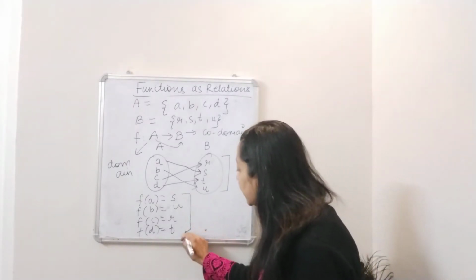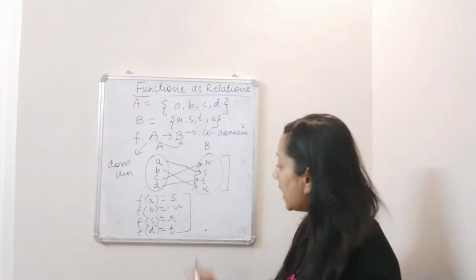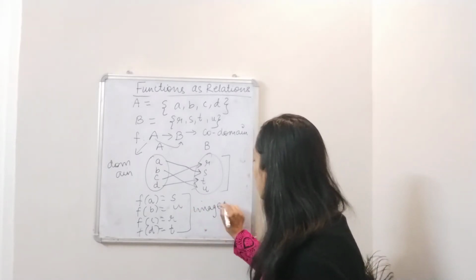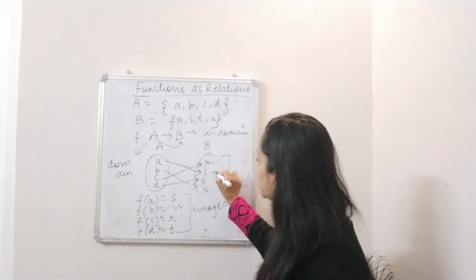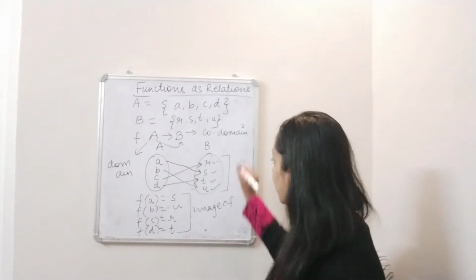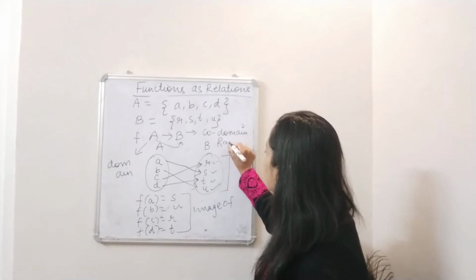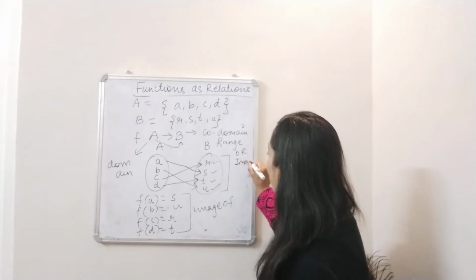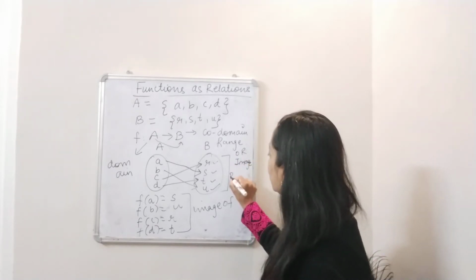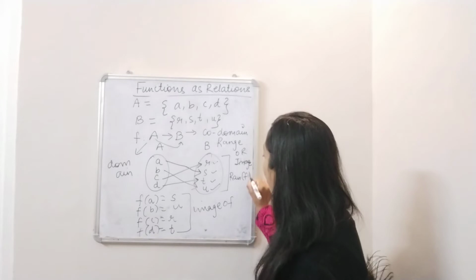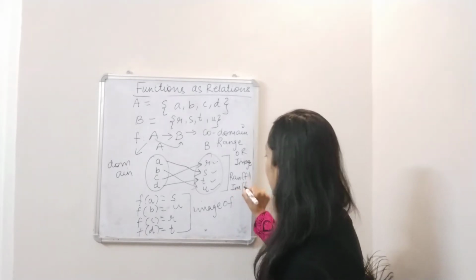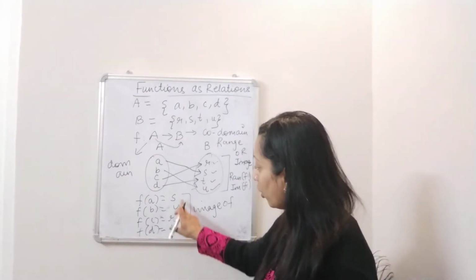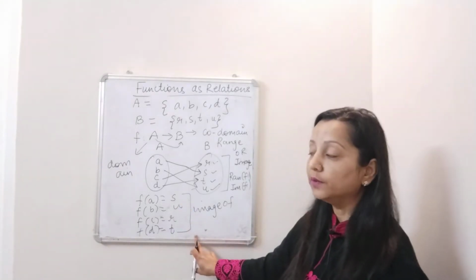So hence I can say that the collection of all these elements is known as the image of function f. That means R, S, T, U will be known as the image of the function f. It is also known as the range of the function. You can call it the range or image of the function, which can be denoted by Ran f or Im f. You can call these elements either as the image of function or the range of function collectively.